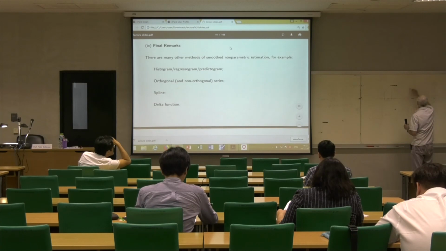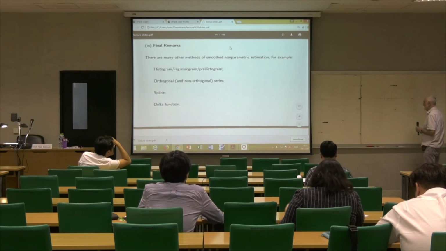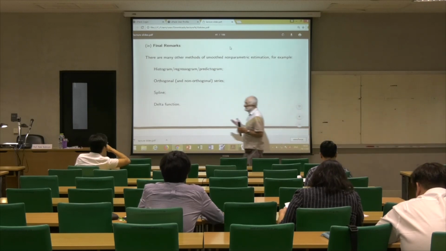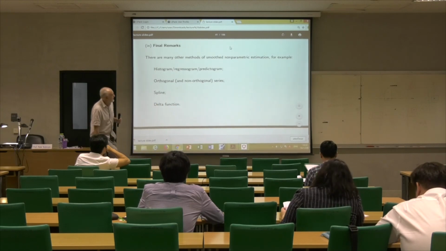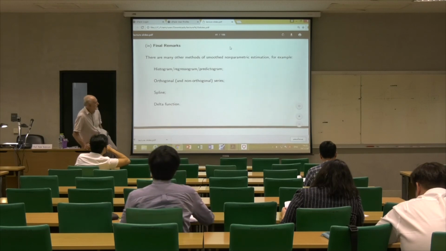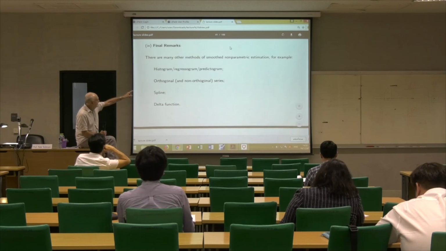This is not the kernel. Sorry, not a kernel. It's a histogram density estimate. Typically looks like this, doesn't it? So it's a bit different from the form of a kernel regression estimate, but there's some similarities. I think the kernel estimate has proved more popular in the literature, certainly the theoretical literature, and also the empirical literature, because it's easier to deal with theoretically. But people have actually extended the histogram idea to regression, so from regressogram and prediction to predictogram.